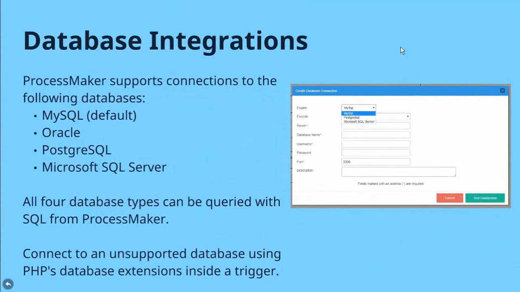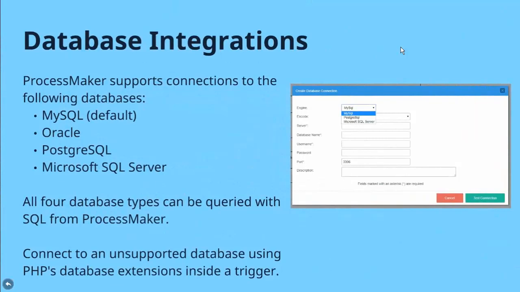So all you really need to do is enter a SQL query into your Dynaform design or in a trigger to send information back and forth from ProcessMaker to your database, or vice versa. And if you're interested in connecting to an unsupported database, you can use PHP's database extensions inside a trigger from your process to establish a connection to another unsupported database from ProcessMaker.